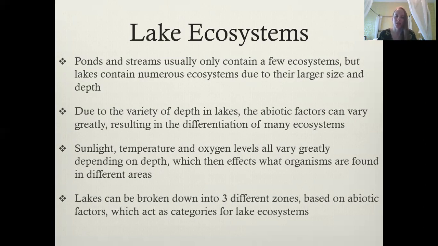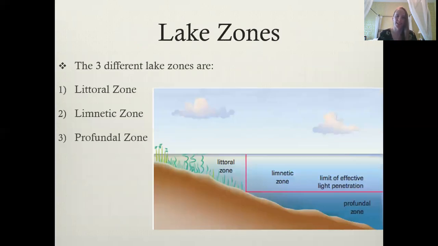So things like sunlight, temperature, oxygen levels can all vary greatly in a lake depending on depth, which is then going to affect what kind of organisms are found there. So all lakes, or most lakes I should say, if they're deep enough, are broken down into 3 different zones based on these abiotic factors. So these are what we use as kind of different categories of lake ecosystems. These are the zones of a lake. So the 3 different lake zones are the littoral zone, limnetic zone, and profundal zone. All lakes should have a littoral zone and a limnetic zone. Some aren't deep enough to have a profundal zone.